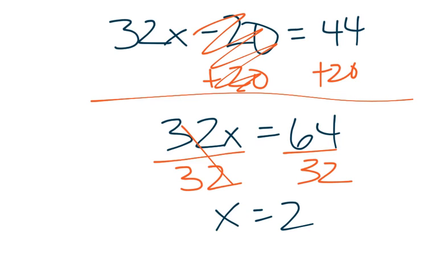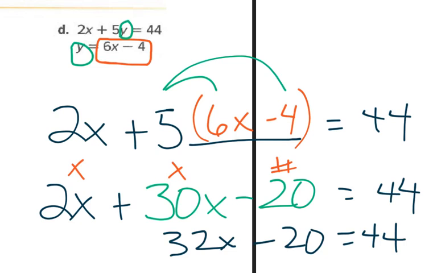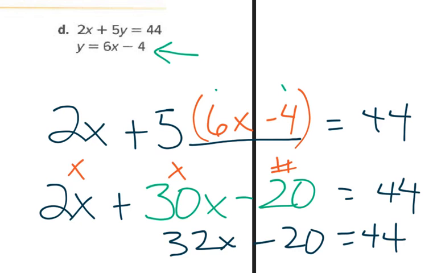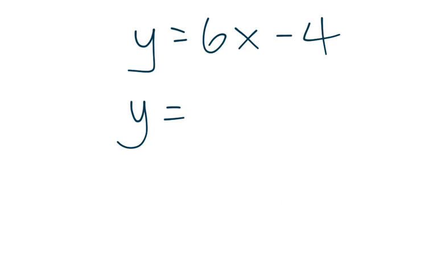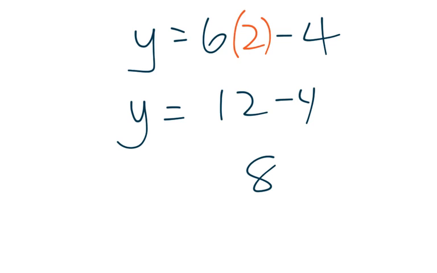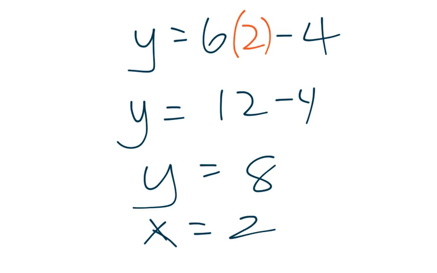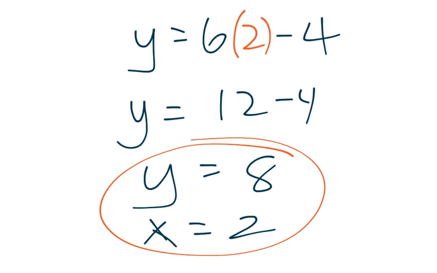So again, we've solved for one of the variables. I'm going to go back to the original, and it looks to me like the second one is probably the easiest one to plug it into, so I'm going to use the second equation. Alright, so instead of x, I'm going to put a 2. And 6 times 2 is 12, and 12 minus 4 is 8. So y is 8, and x was 2. So there's my solutions. So hopefully you got those right.